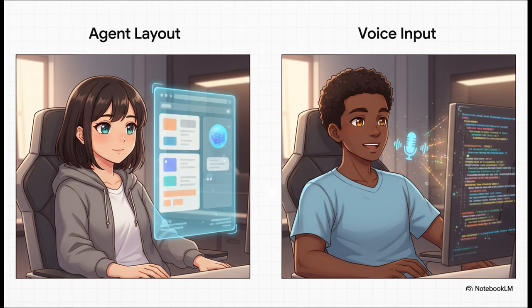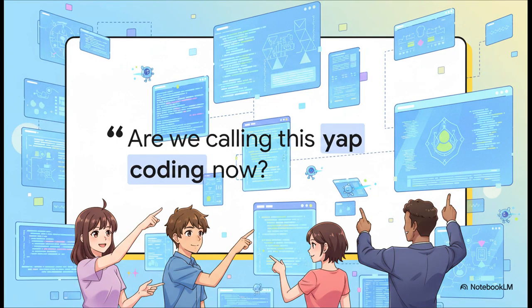It's perfect for brainstorming. And second, there's voice input. You'll see a new little microphone icon in the chat, and this is a game changer for staying in a flow state. Instead of breaking your concentration to type out some long, complex prompt, you can just speak it. And of course, the community immediately came up with a fantastic nickname for this new voice feature. As one user joked, "Are we calling this yap coding now?" It's pretty funny, but it points to a future where coding could become way more verbal and conversational, kind of like talking with a human pair programmer.